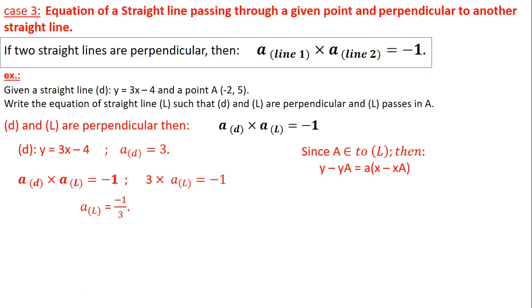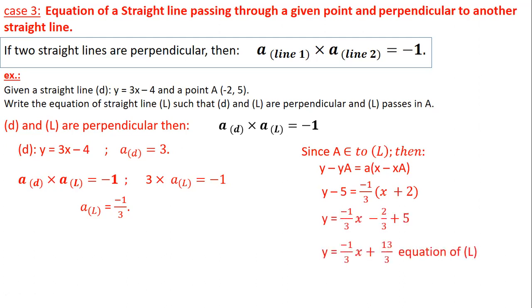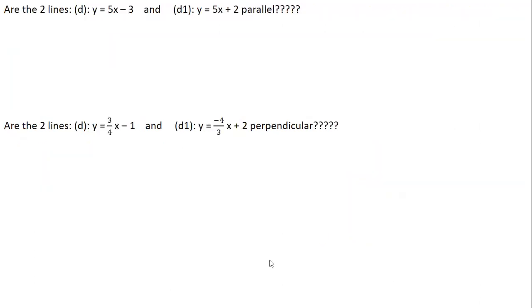Then Y minus YA equals slope into X minus XA. Y minus YA, which is Y minus 5, is equal to -1 over 3 into X plus 2. Why is it plus? Because here we have -2 and we have minus. So negative times negative is positive. So I will manage the form of this equation and I will get the equation of L, which is Y equal -1 over 3X plus 13 over 3.